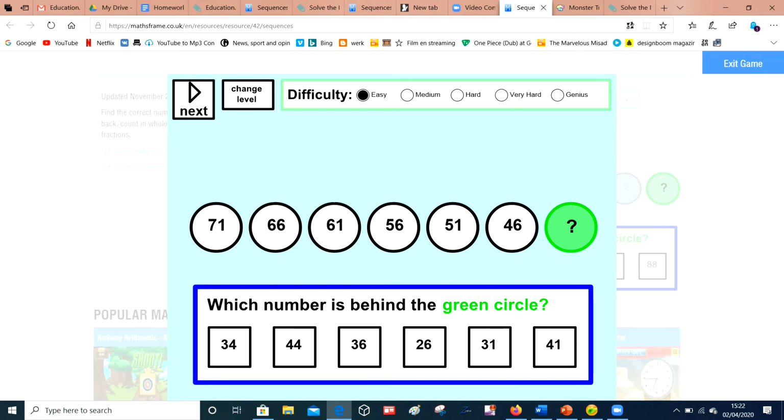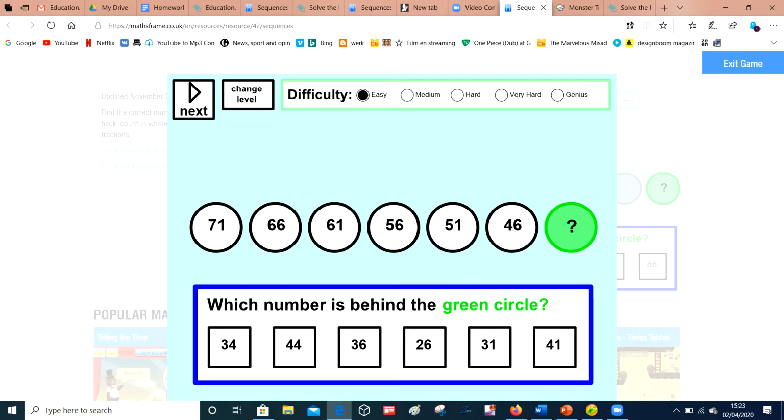If you can't count backwards and you're finding it too hard to take away, start with one of the smaller numbers and count up, like 61, put that in your head. Count on 62, 63, 64, 65, 66, which means that we've counted on 5. So the rule is getting smaller, -5.